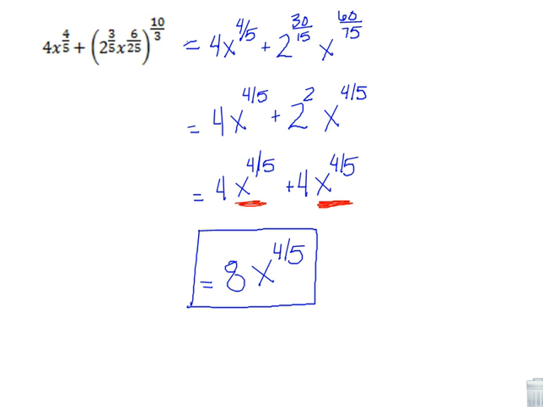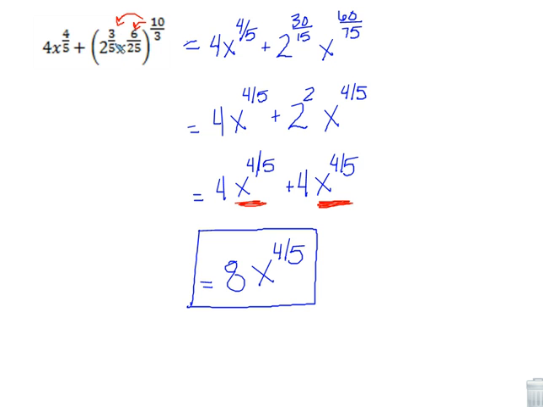All right, so let's check out the first one. The first thing I noticed right here, we have a bunch of stuff grouped together with parentheses, and I have a power of 3/5, a power of 6/25. Both of those are being raised to the power of 10 over 3. So according to the power to power property, we can distribute the power, 10/3, to both of these individual powers.